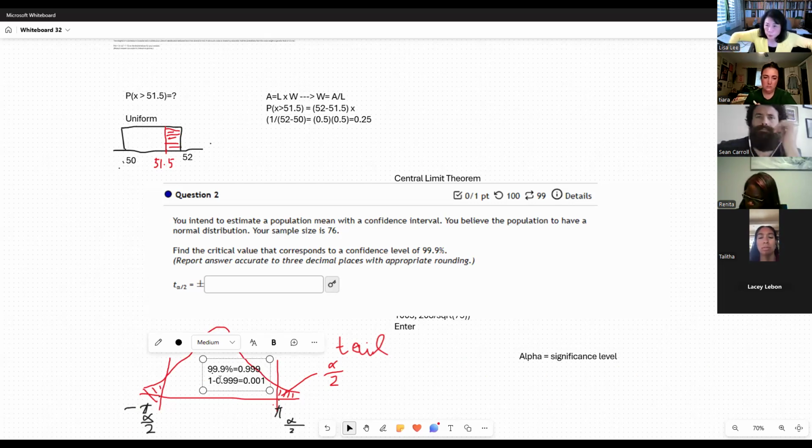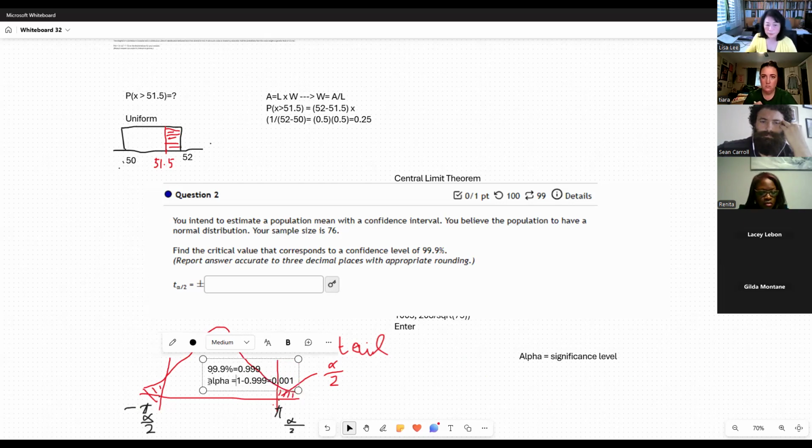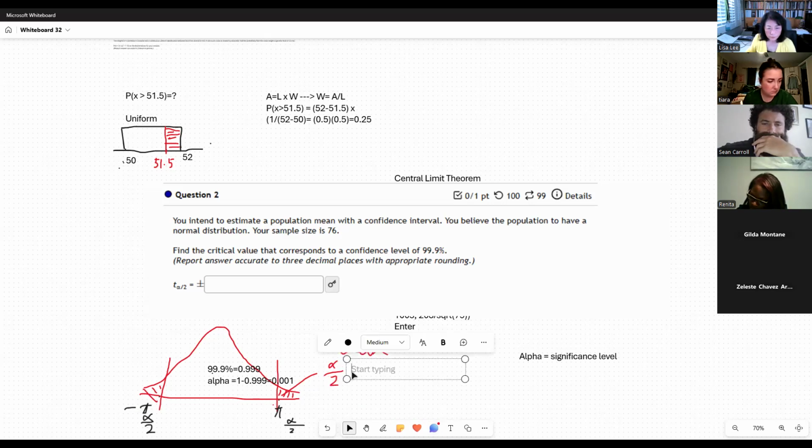0.001 is the two-tail area together. That's the alpha, okay? So our alpha, actually this is the alpha. Alpha equals this one here, okay? And we need to take alpha divided by 2, right? I need to change this one to using the 0.001 divided by 2 to calculate the area.